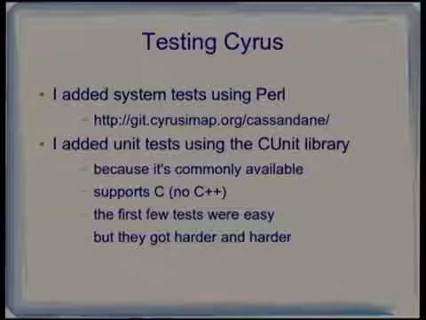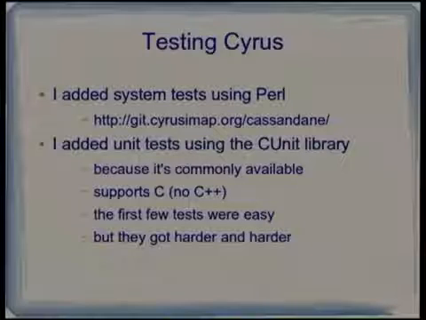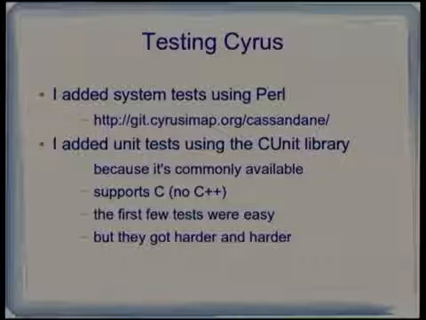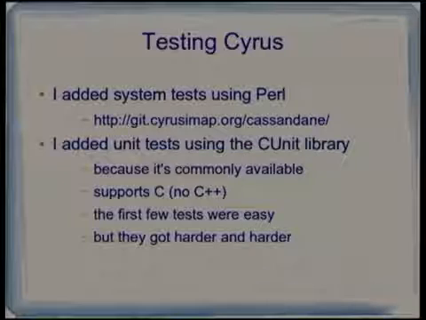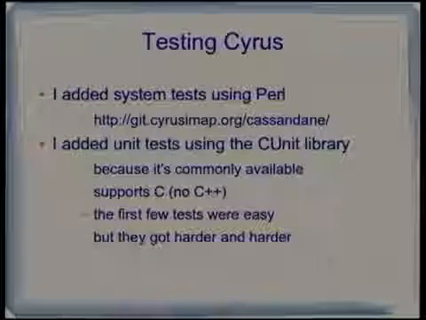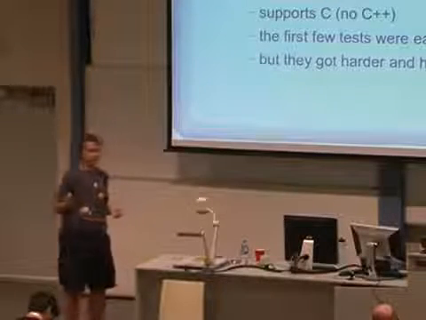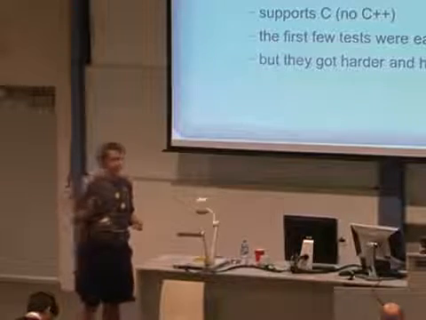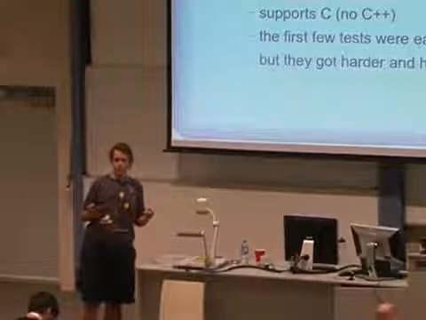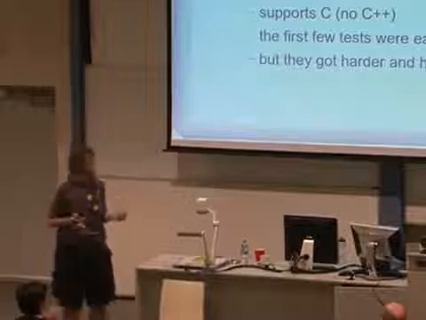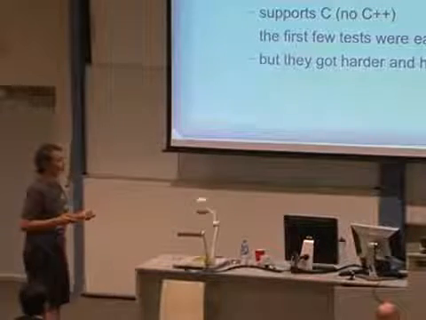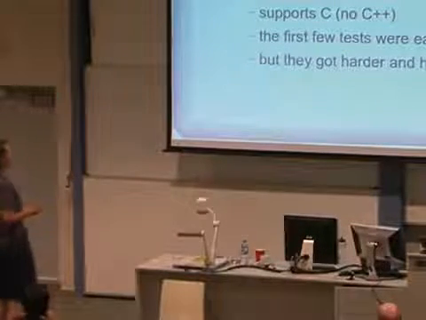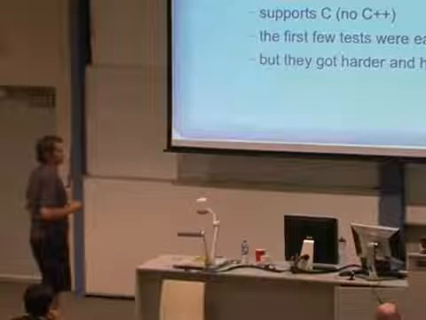So I started adding tests. I added system tests, I added unit tests, and I was using for my unit tests the C unit library because it's out there, it's available. I could just download it. It was actually a package on Debian. It supports C, and it only supports C. This was actually an advantage for me because Cyrus, being very, very old, has things like variables called new and a struct called namespace. I wasn't going to try and deal with that, so I needed something that could compile and run with a C compiler only.